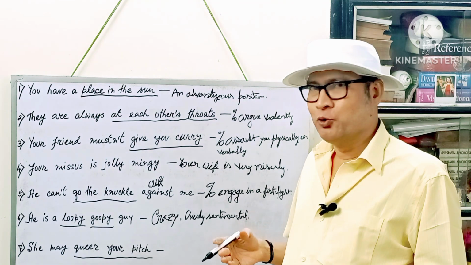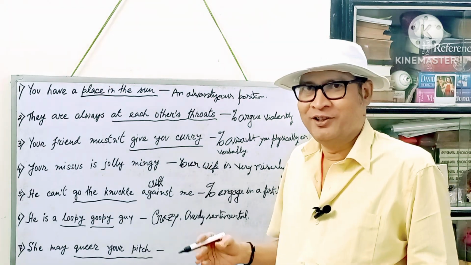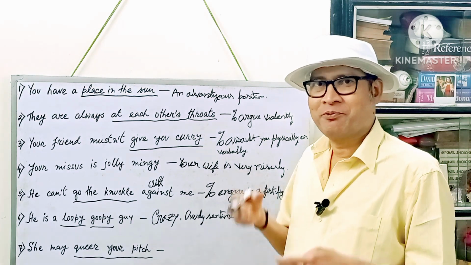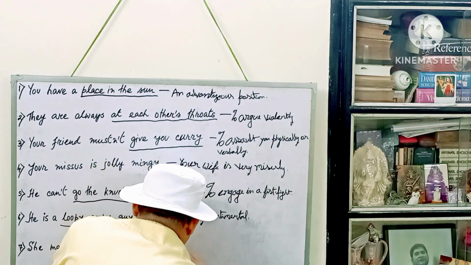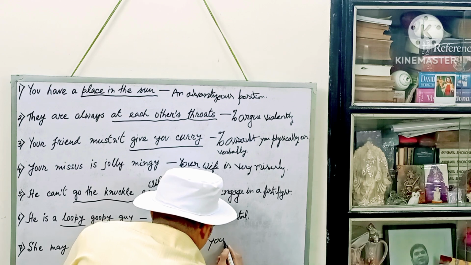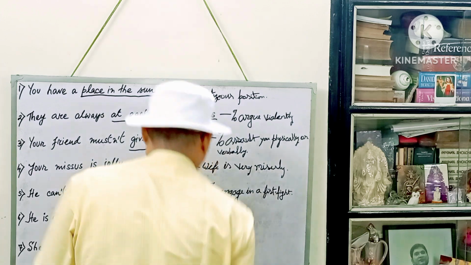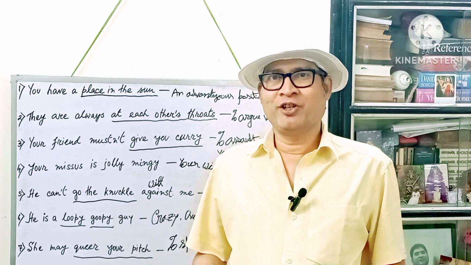You have planned to do something. You have already chalked out the plan. Now say your girlfriend doesn't like what you are going to do, doesn't want you to do that. So she will queer your pitch anyhow. So the simple meaning is to queer your pitch means to spoil your plan. She may queer your pitch. She may spoil your plan. I think you don't ever try to queer anybody's speech. You should not.